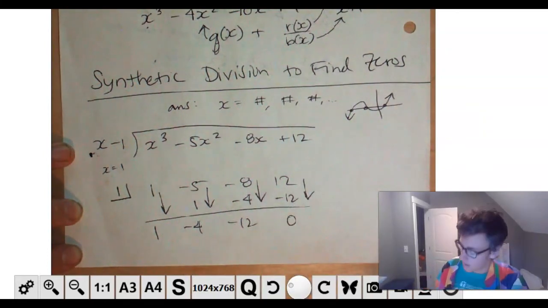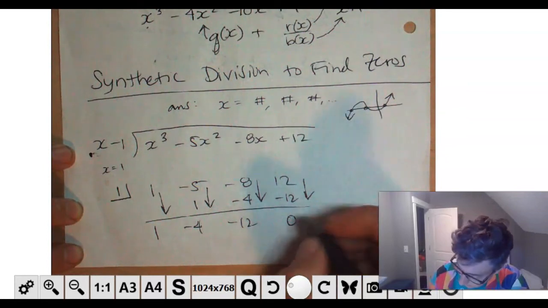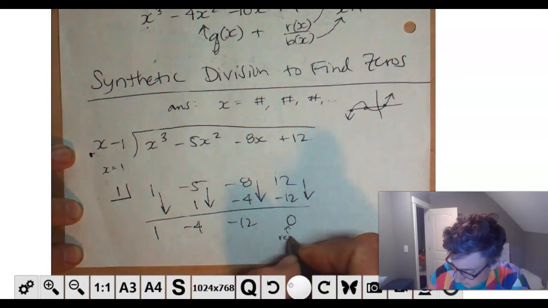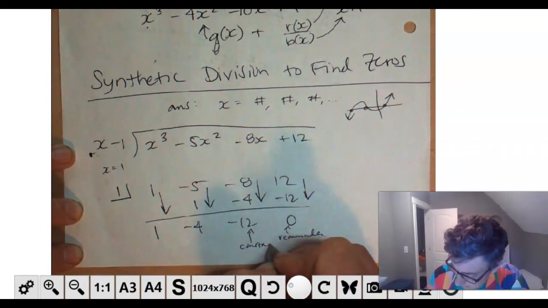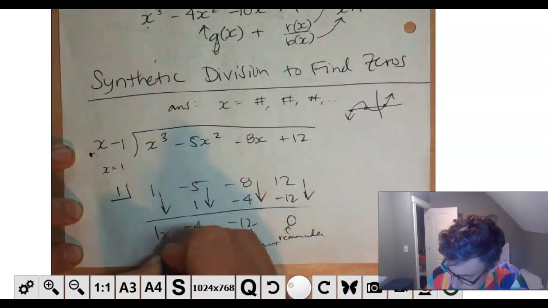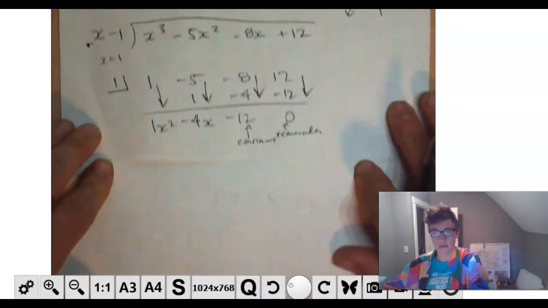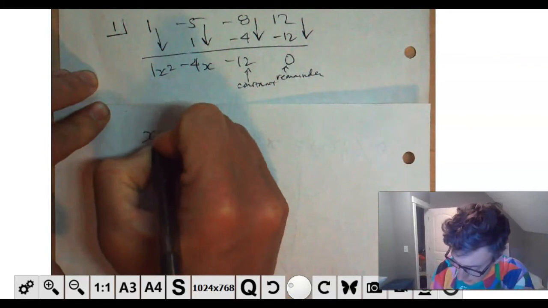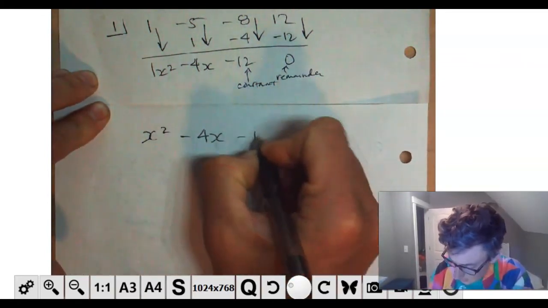All right, so they weren't lying. There's no remainder. This is actually a factor. So this is the constant. Let me just write that down. Remainder. This is the constant. This is the x term. This is the x squared term. For paper, we'll slide this up. Great. So we now have x squared minus 4x minus 12.